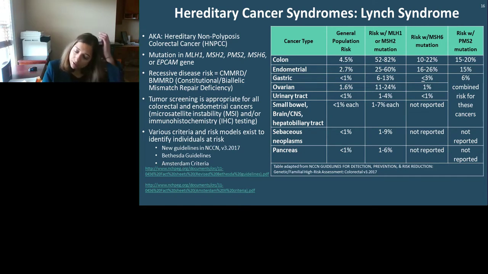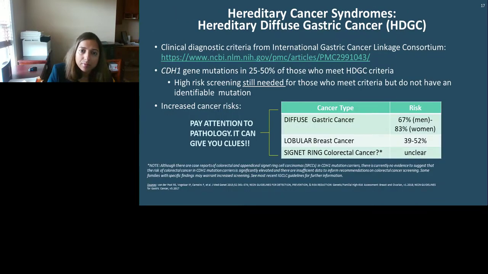Endometrial cancer, especially in females in the family, would be the other significant risk, as well as some increase in the risk of ovarian cancer. And then there are upper intestinal tract cancers, gastric and small bowel, and then urothelial cancers, so renal pelvis, bladder, skin tumors, sebaceous neoplasms, and then pancreatic cancer can be noted as well.